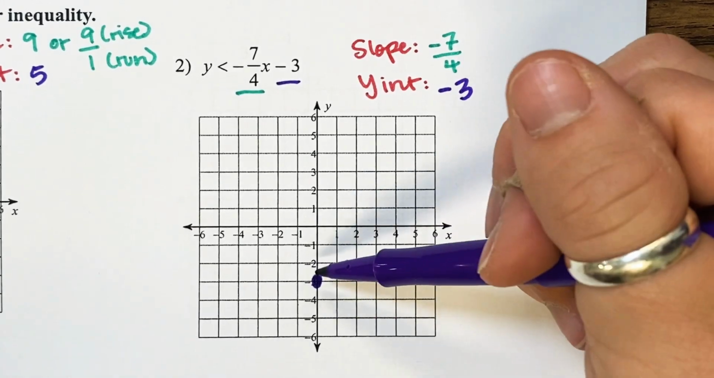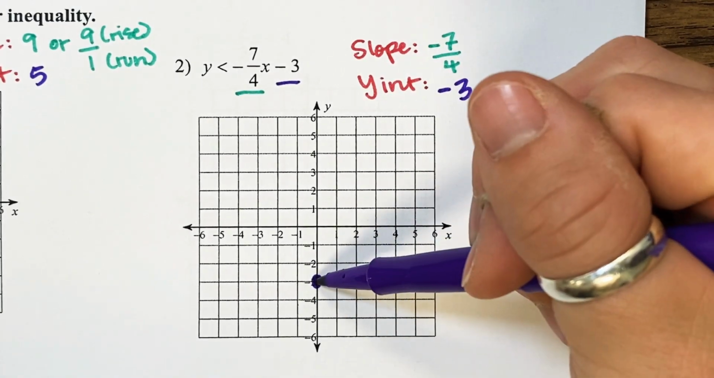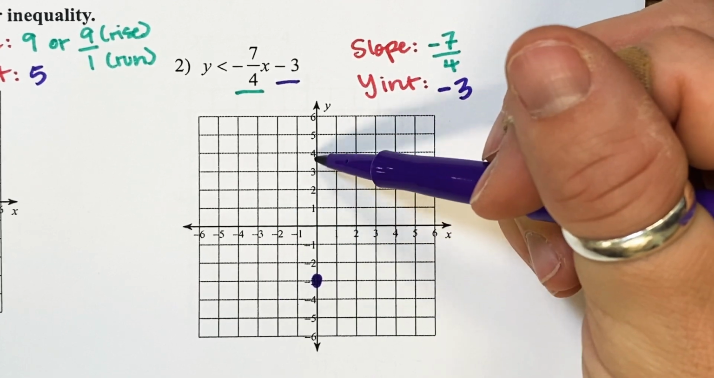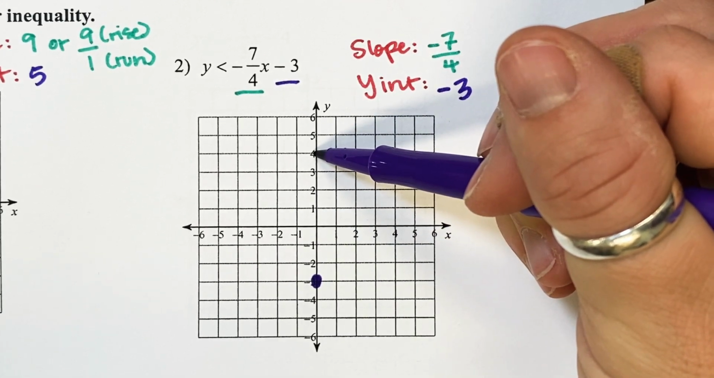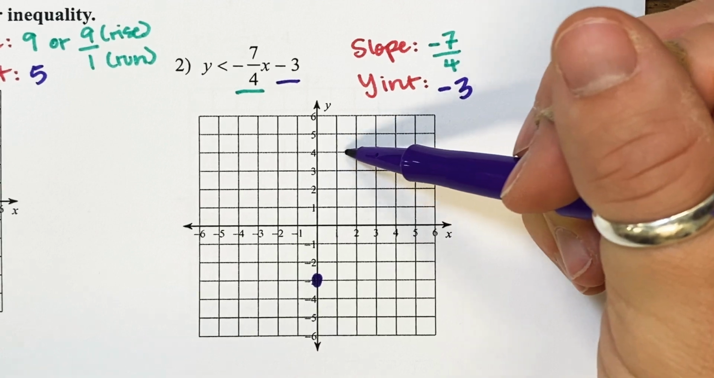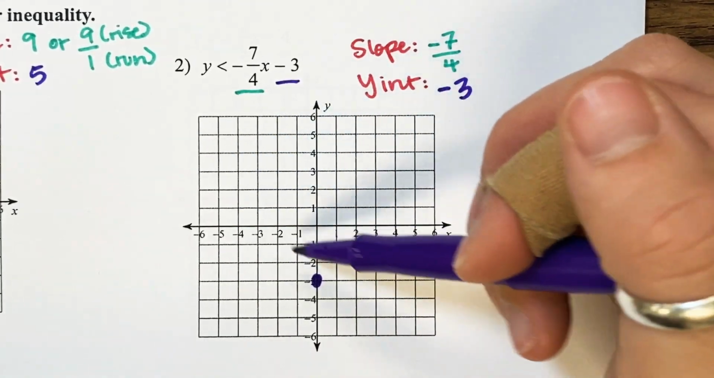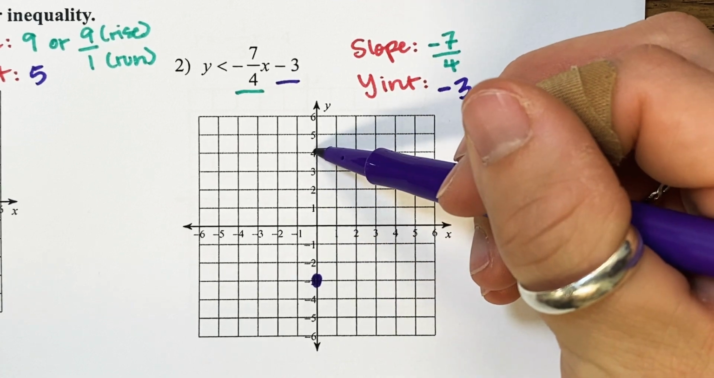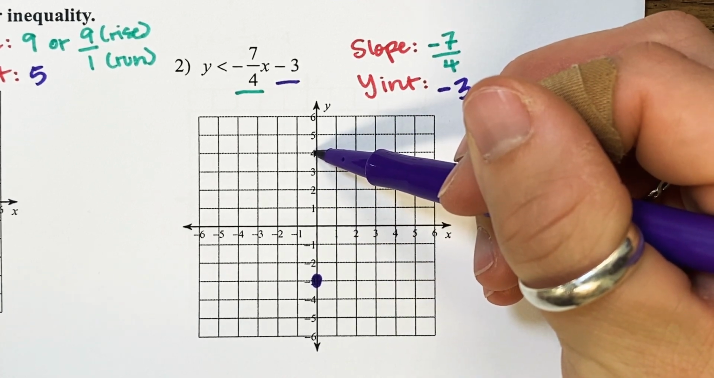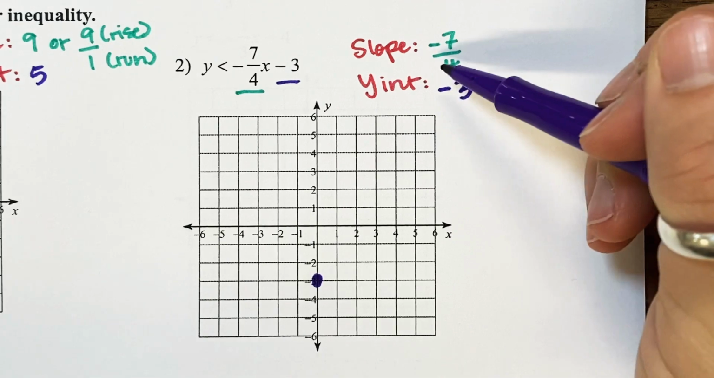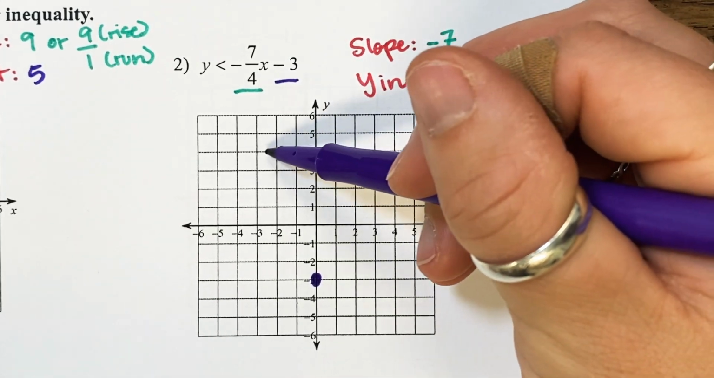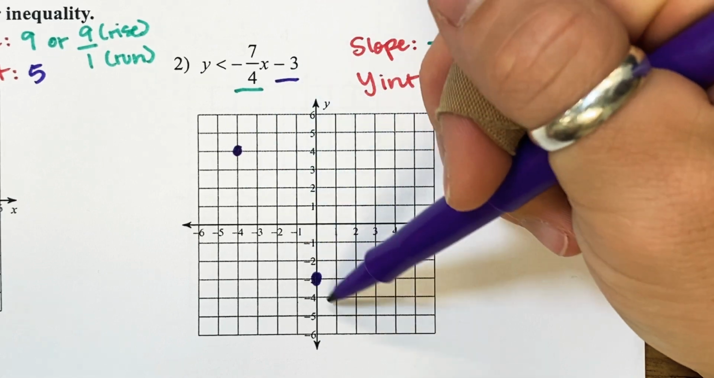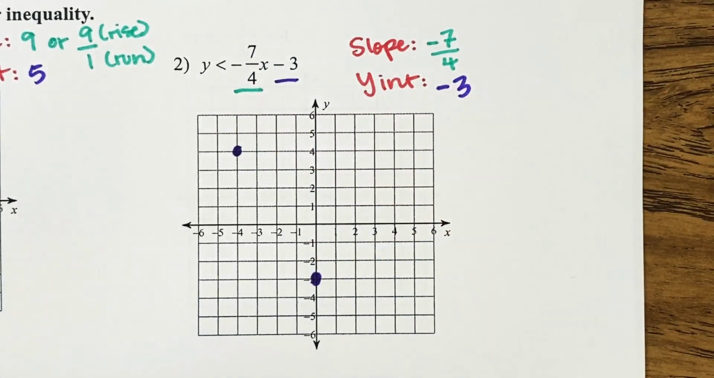Let's go backwards. So instead of going down 7, let's go up 7. Okay, 1, 2, 3, 4, 5, 6, 7. Okay, which way do I need to go to make sure that my line is going down and to the right because it's a negative slope? So I would end at +4 right here. Now I need to go back 4, right? Run 4. So 1, 2, 3, 4. Because my slope needs to be negative. That line needs to be going down and to the right.